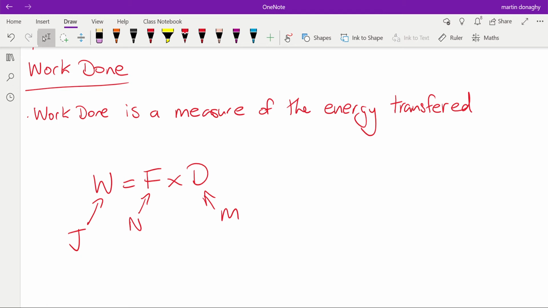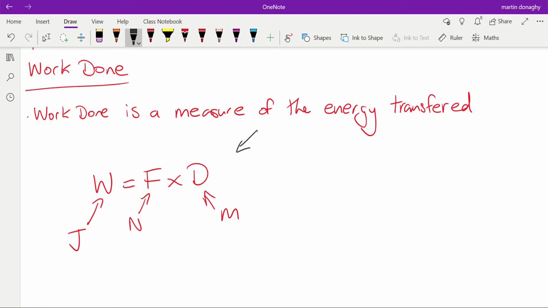Now, anytime we want to transfer energy from one type to another, we need to apply a force over a particular distance. So we use this equation to calculate work done: work done equals force times distance. That should look slightly familiar, in that it's almost the same equation as for moments. Moments equals force times distance.